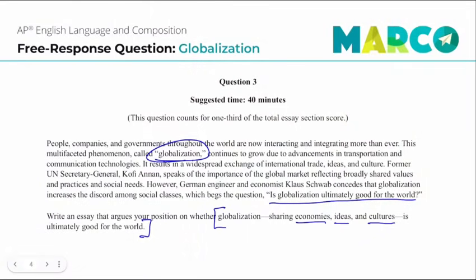It says sharing economies, ideas, and cultures. Globalization. I'm going to talk about, with economies, I can talk about the euro, the currency of the European Union, and how all these countries in Europe banded together and made one currency for themselves rather than different ones. That's just a little bit more specific than saying something like credit cards or something more generic.